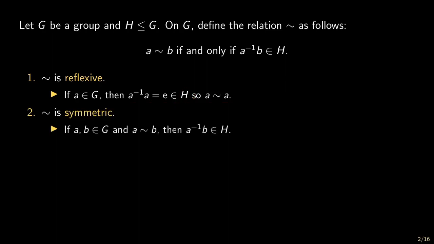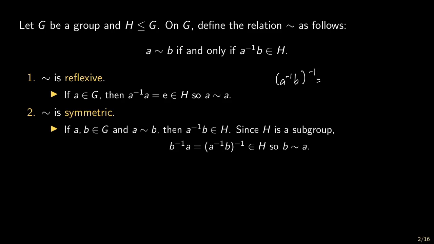It is also symmetric, because if you get two elements A and B in G, and assuming that A is related to B, we can say that A inverse B is in H. Now, because H is a subgroup, inverses of elements of H must be in H. So the B inverse A that we want to be in H is actually the inverse of A inverse times B. You can actually calculate the inverse of A inverse B. By the socks-shoes property, it is B inverse times the inverse of A inverse, and the inverse of A inverse is just A. Because the inverse of things in H is again in H, this is in H. Hence, B is related to A.